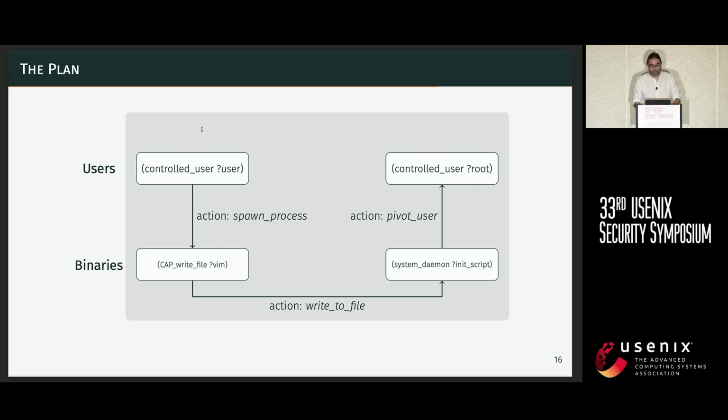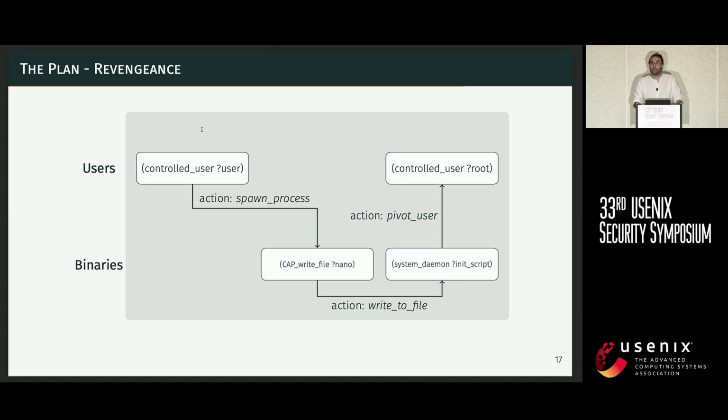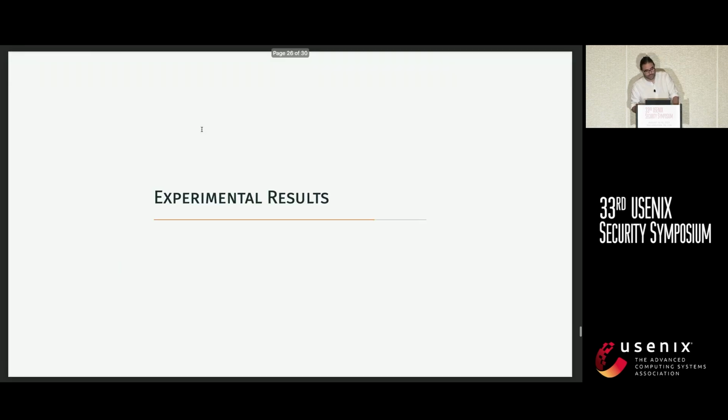But as I showed you earlier, the goal state doesn't dictate the exact path. So if we take a look, the planner can also choose to use nano if, for example, one of the two binaries is not present, or to find other ways in such a way that we can write to a file and achieve the same consequence.